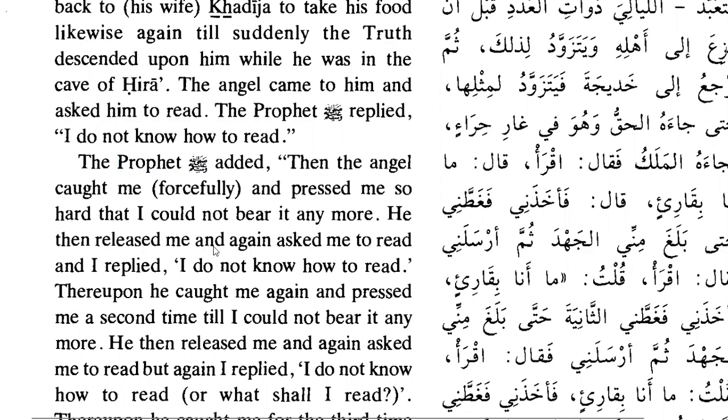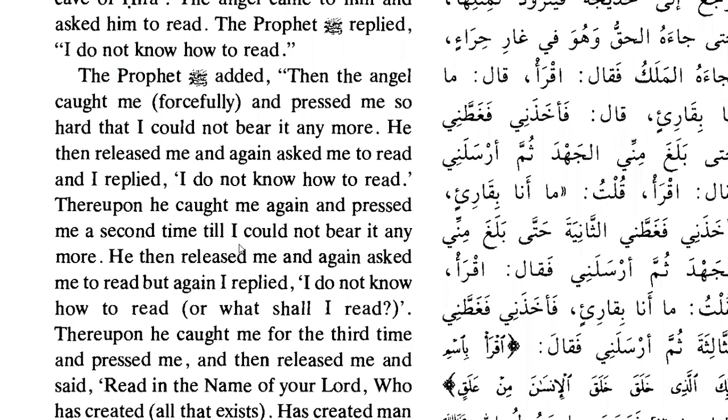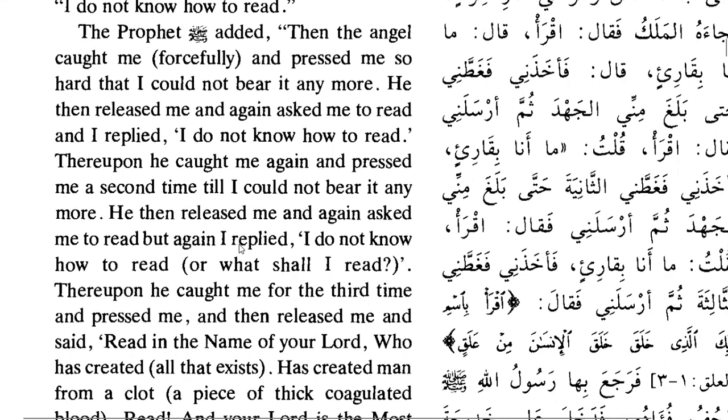He then released me and again asked me to read. And I replied, I do not know how to read. Then he caught me again and pressed me a second time till I could not bear it anymore. He then released me and asked me to read again. I replied, I do not know how to read, or what shall I read.